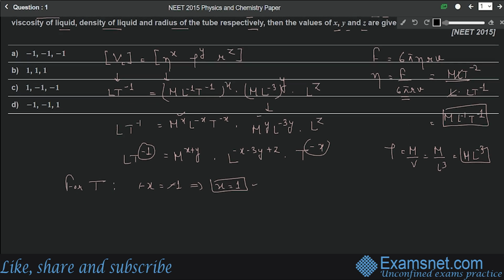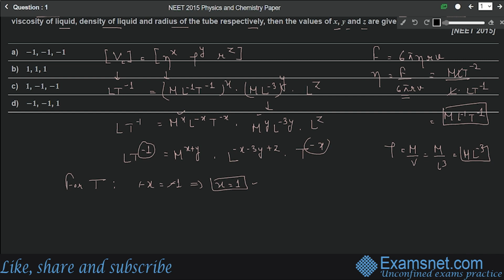So let's see for M now. For M, the power on the left hand side is 0. Okay, there is no M on the left hand side. And on the right hand side, we have x plus y. So x plus y is equal to 0. And we know that x is equal to 1. So y will be equal to minus 1. Isn't it? So we have got the value of y also.